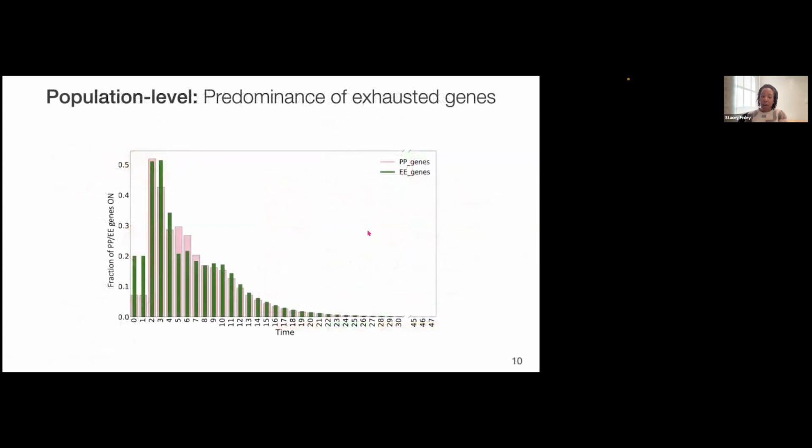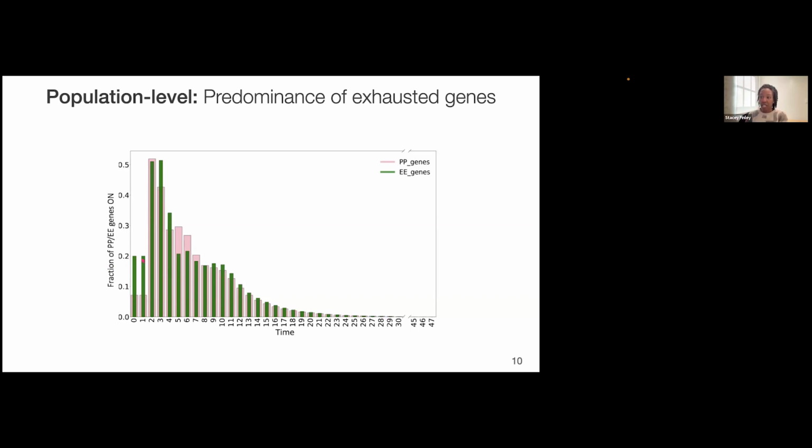So one of the main outputs from this model is the fraction of pro-proliferative genes, or PP genes, compared to early exhausted genes, EE genes, that are turned on at every time step. I've just color-coded the fraction of pro-proliferative genes that are turned on with pink, and early exhausted genes that are turned on with green. And you can see how the fraction of those genes turned on varies as you move forward in time.